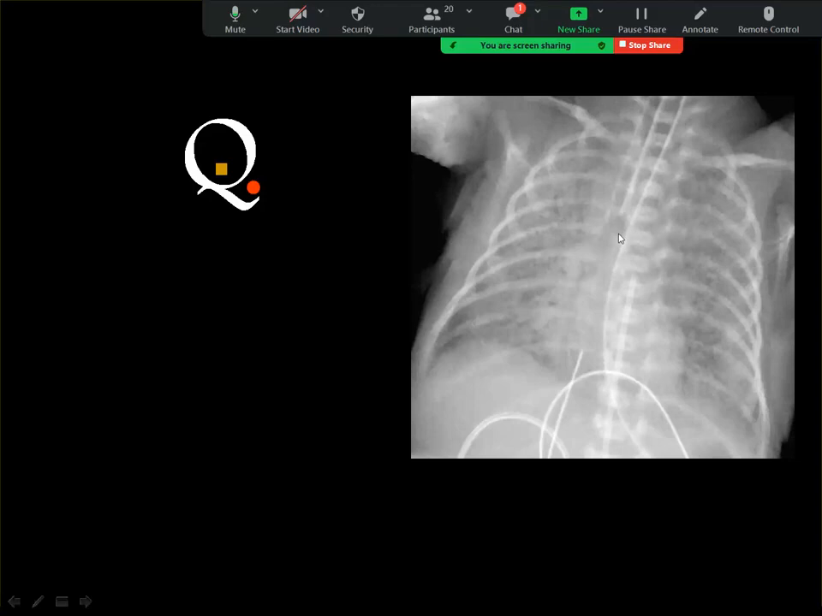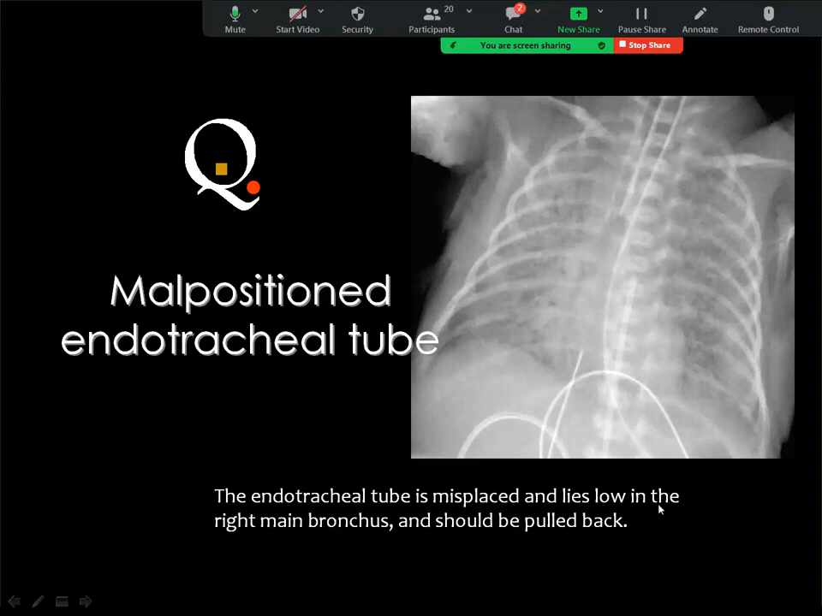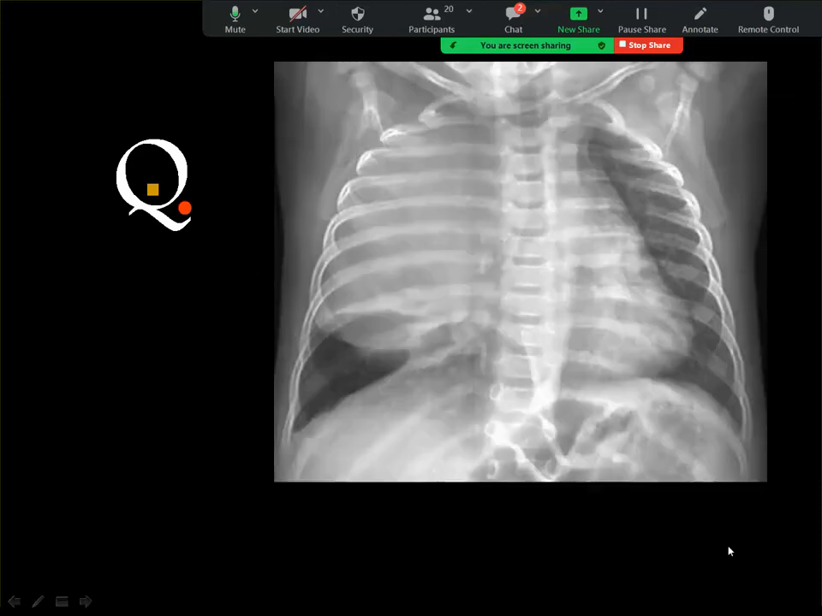It should be above the carina by 5 centimeters. But this edge of the endotracheal tube is almost at the level of the carina, which is considered a wrong position because this endotracheal tube moves with neck flexion and extension. And if it moves down, it will go into the right bronchus, then the left lung will collapse. And this is very important to be considered.